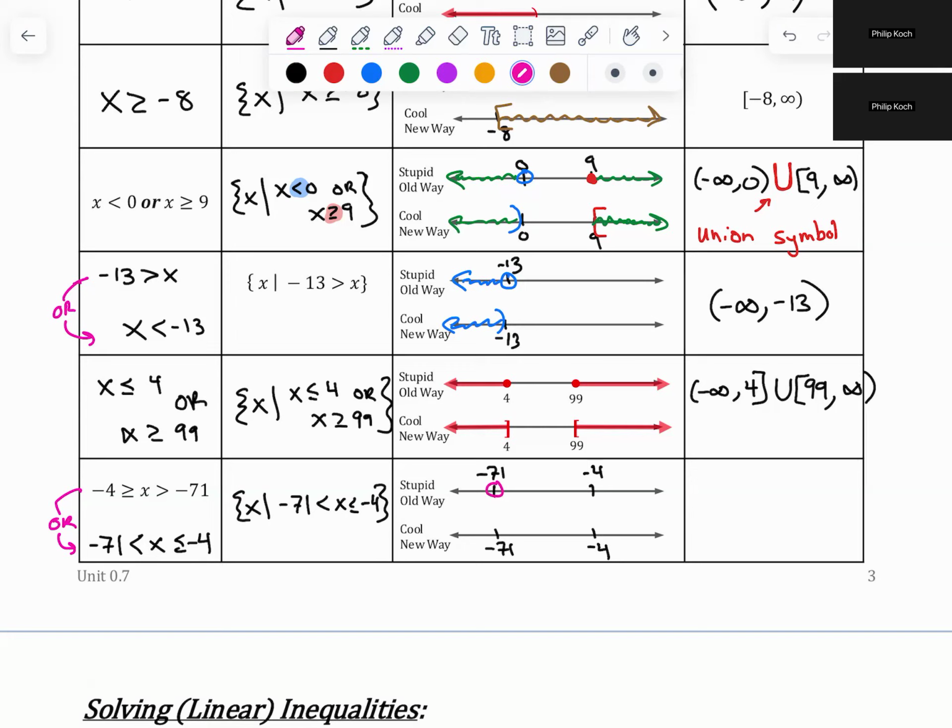So that's going to be an open circle at -71 or a parenthesis at -71. And do I go to the right or to the left? To the right, all the way up until -4 and including -4, because the -4 portion is non-strict. So it'll be a parenthesis and then a bracket: parenthesis -71, comma, -4 bracket. Any questions on that?